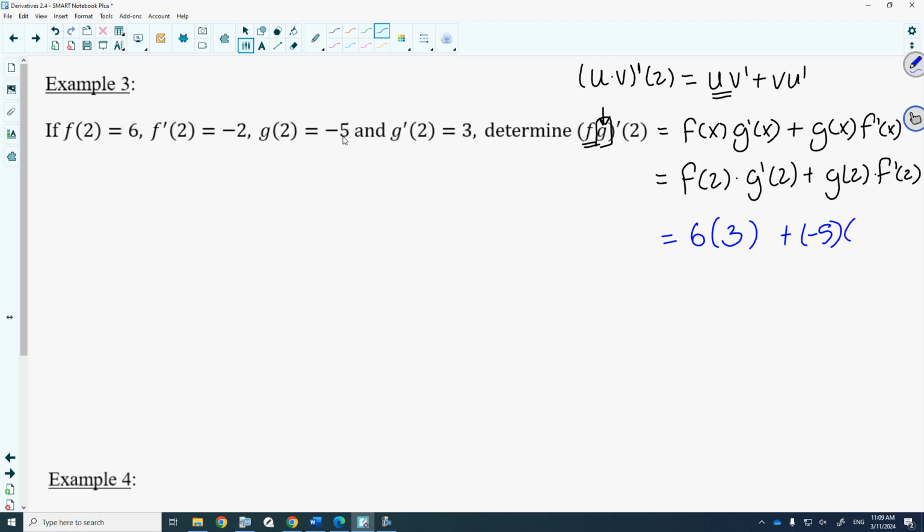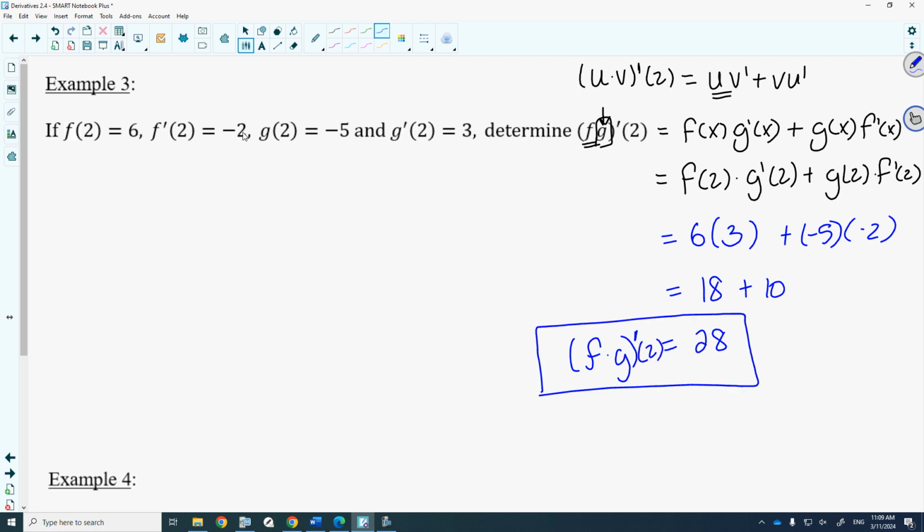And then times f prime at 2. On my f function, what's the derivative or the slope of the tangent when x is equal to 2? So f prime at 2 is negative 2. This will give me 18 plus 10, and this is 28. So the derivative of f times g at 2 is 28.